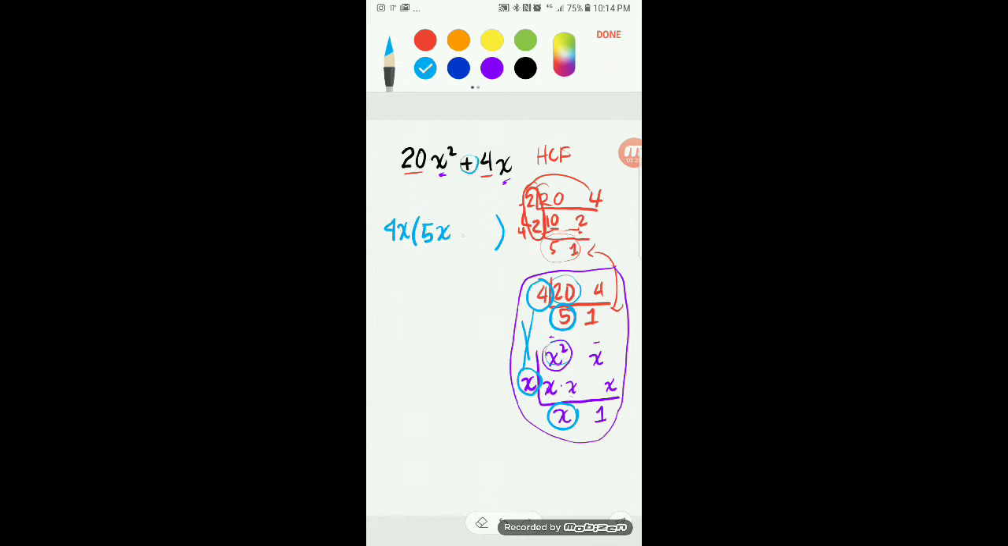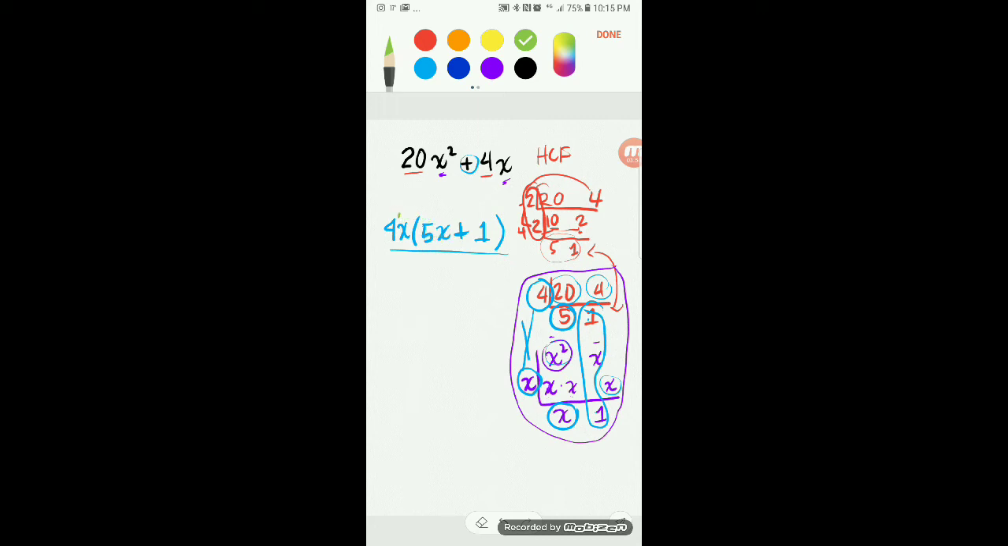Okay? Then let's look at the sign. It's positive, so let's just copy it down. And so the next one is 4x. So these two are the pairs. So what is 1 times 1? 1. That's it. Okay? So this is our factorized version. So do we know if it's correct? No. You have to check. And you check by expanding.